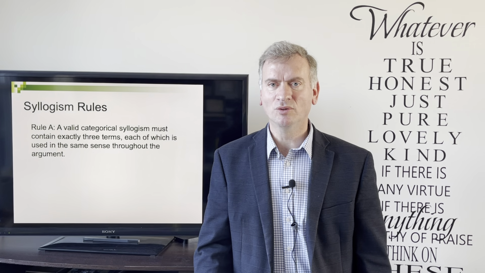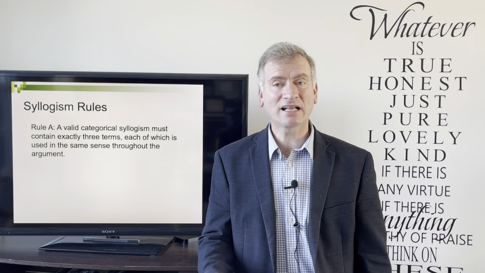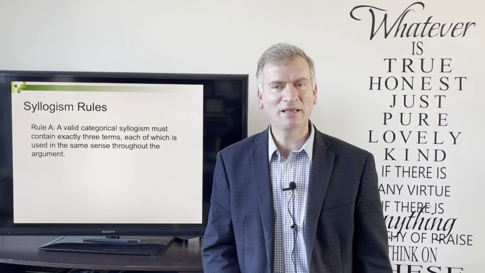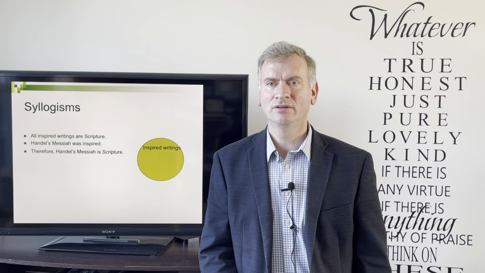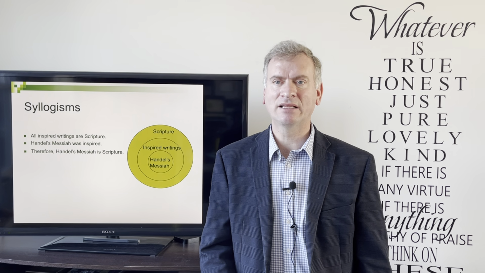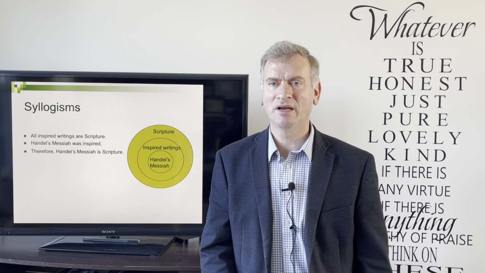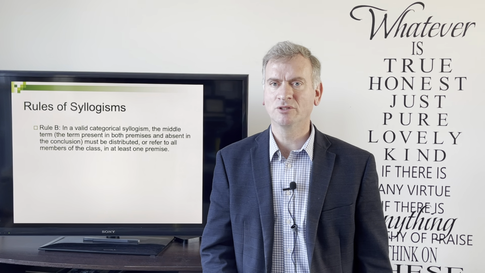And then you have the rules. Rule A: a valid categorical syllogism must contain exactly three terms, each of which is used in the same sense throughout the argument. So the problem with this one, even though the circles fit inside one another, so inspired writings are scripture, and Handel's Messiah belongs to inspired writings. They fit within one another, but they violate that rule because the definitions are different for the term inspired.